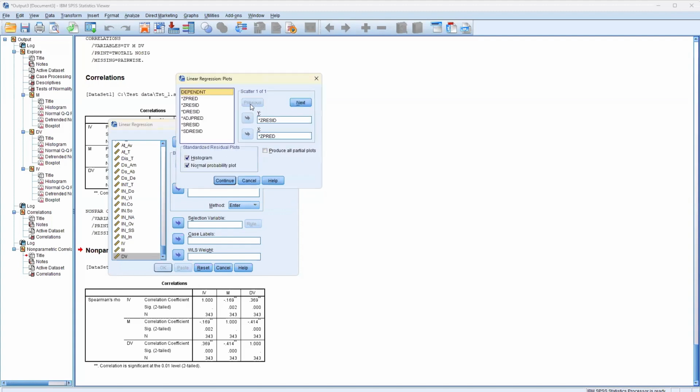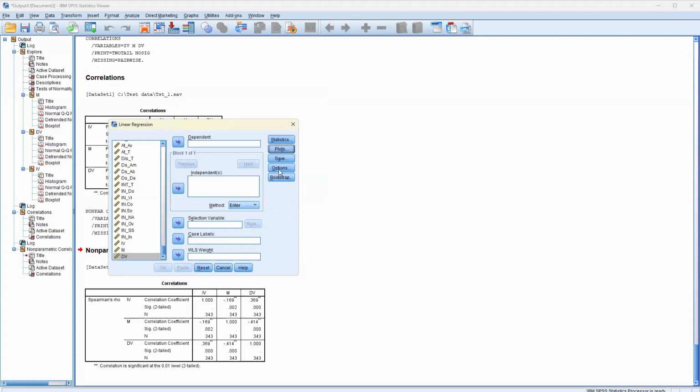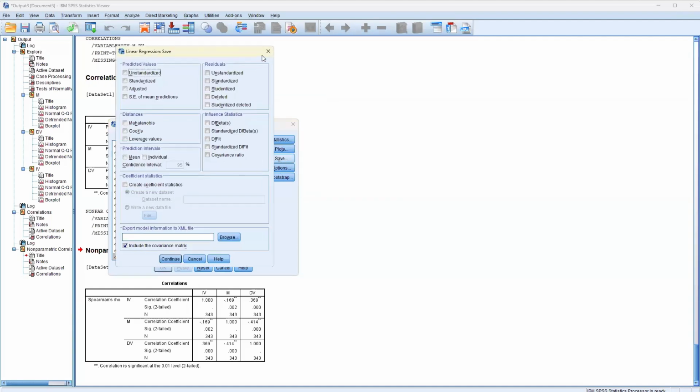So after ticking all of this, clicking histogram and normal probability plot, continue. And the last part I need to check is Save. Again, I'll show you, going to Save, I need to tick Cook's distance here. What is the function of Cook's distance? Again, you can see that in your studies, but Cook's distance can check the influential outliers.